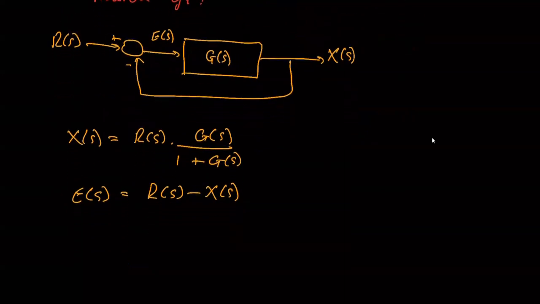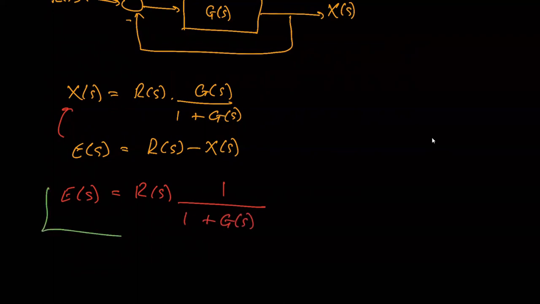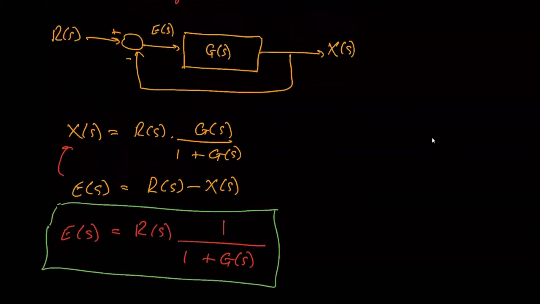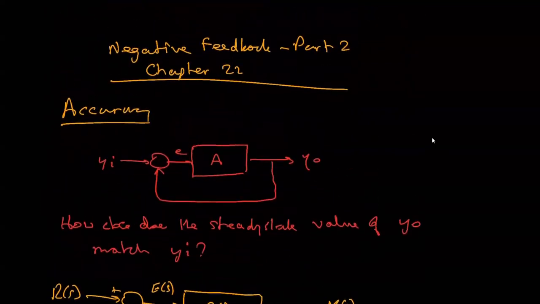What I'm going to do is combine these two. So I end up getting E of s on the left-hand side. I get R of s times 1 over 1 plus G of s. Okay, this is the important equation. So the error, at least in the Laplace domain, is given by the input, whatever our input is, a step, a ramp, or whatever, multiplied by this ratio there. Now, how do we get the actual error? Because I actually want the actual error here.